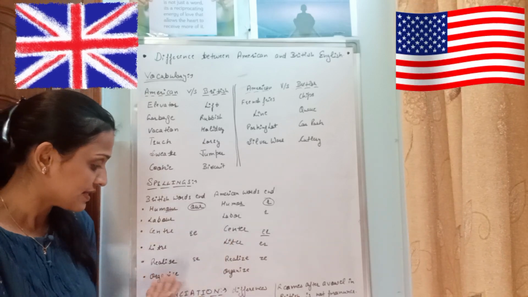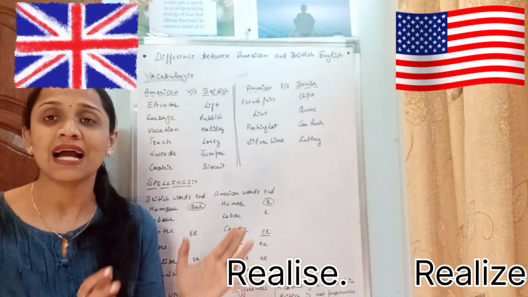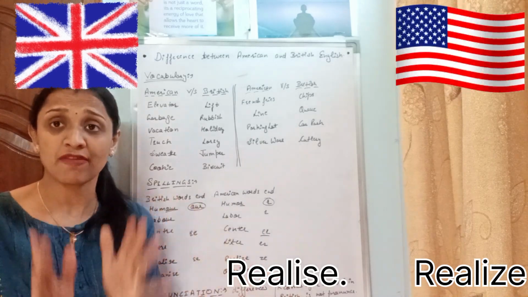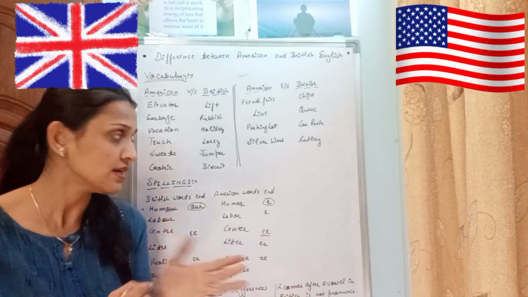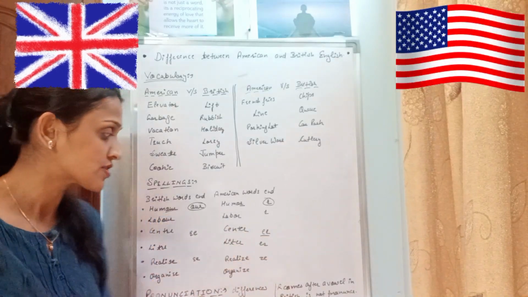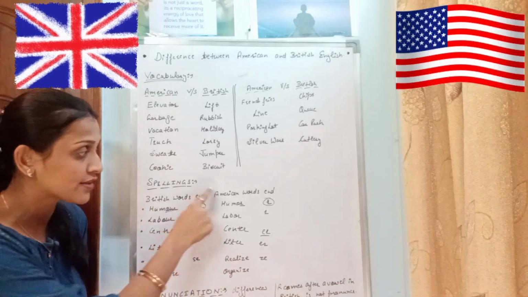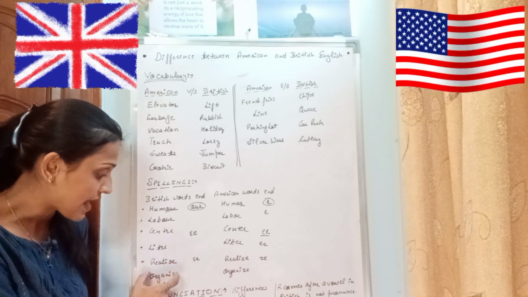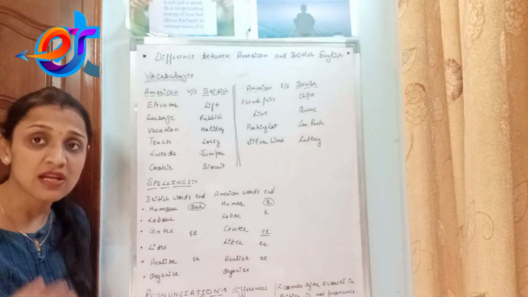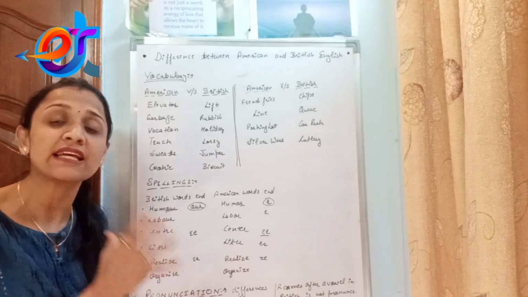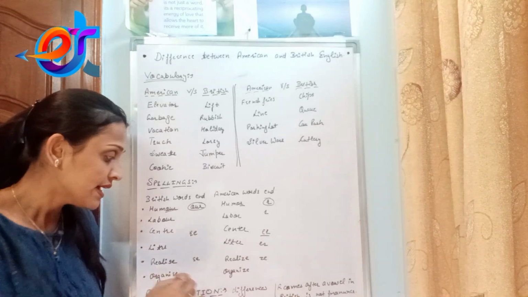So the next one: if the word ends with SE, that is used in British English. If the word ends with ZE, that is used in American English. For example, realize. If it ends with ZE, that is used in American English. Realise, organise, that is used in British English.